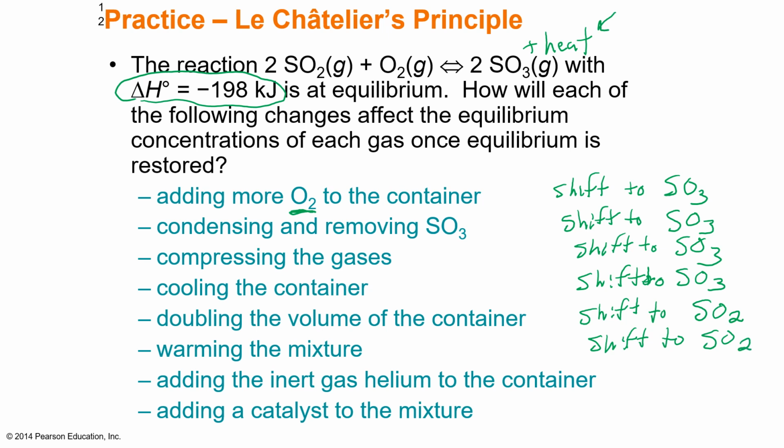If we're adding an inert gas, it's going to increase the pressure of the overall container, but not the partial pressures of each of the gases, and so this will have no effect. Adding a catalyst to the mixture, again, gives us an alternate pathway, but has no effect on the overall equilibrium.